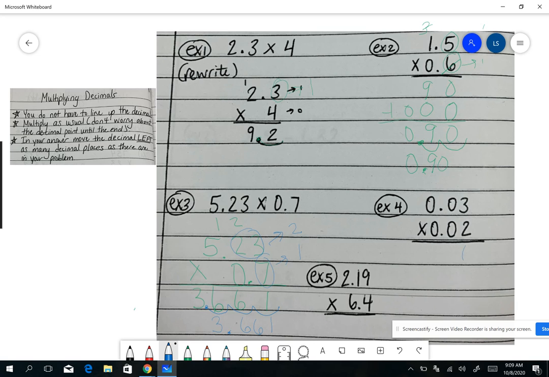2 times 3 is 6. 2 times 0 is 0. 2 times 0 is 0. I'm going to skip multiplying by those zeros because it's not going to make any difference. I have 2 decimal places here, and I have 2 decimal places here. Even though those are zeros, they still count as decimal places. So I have 4 altogether, so I have to go 4 places.